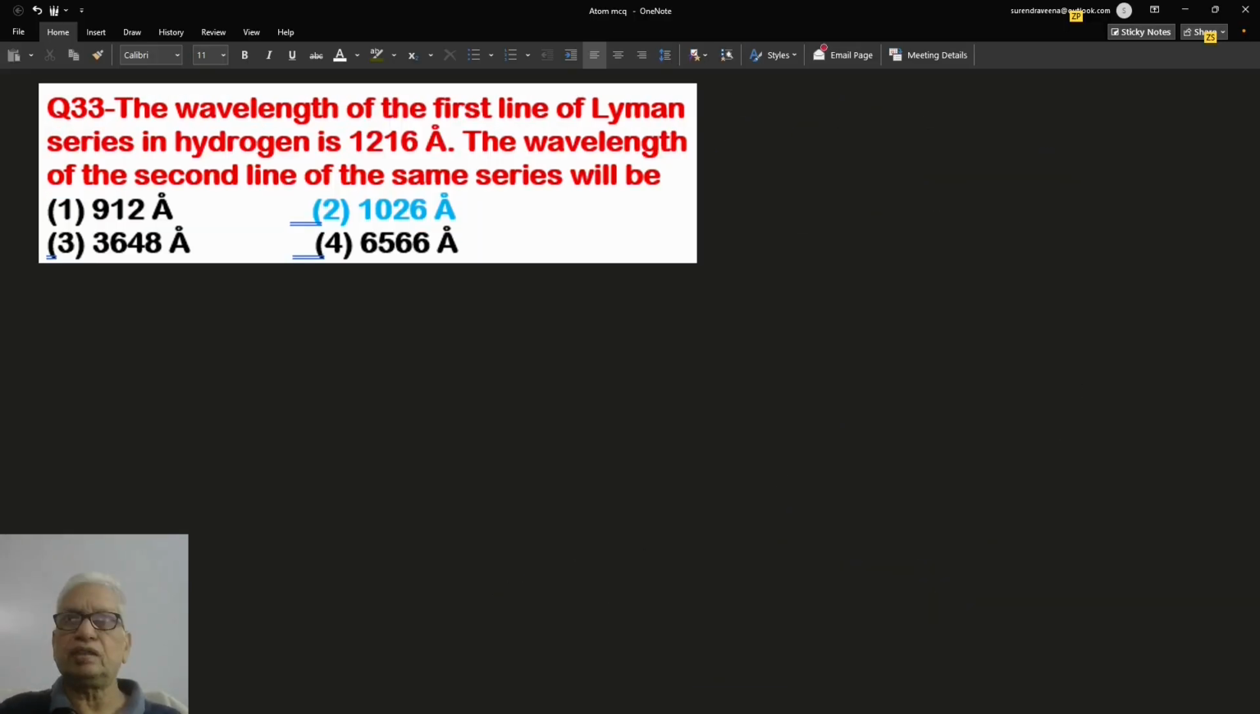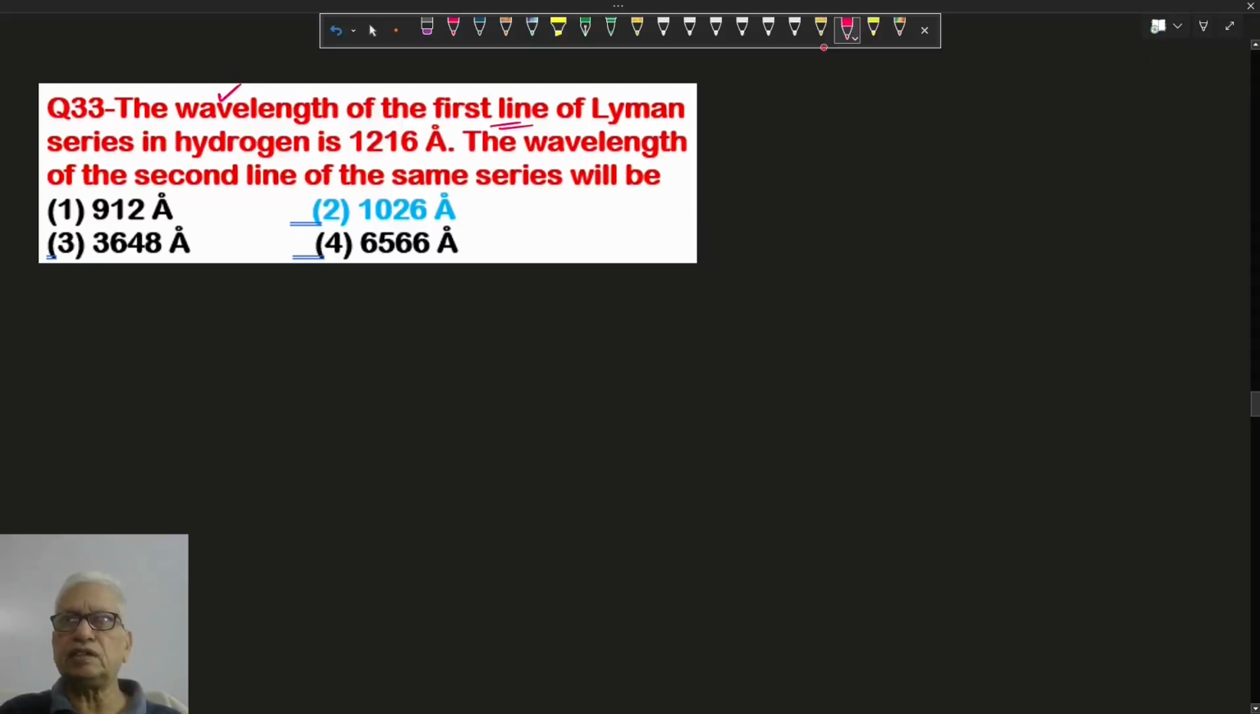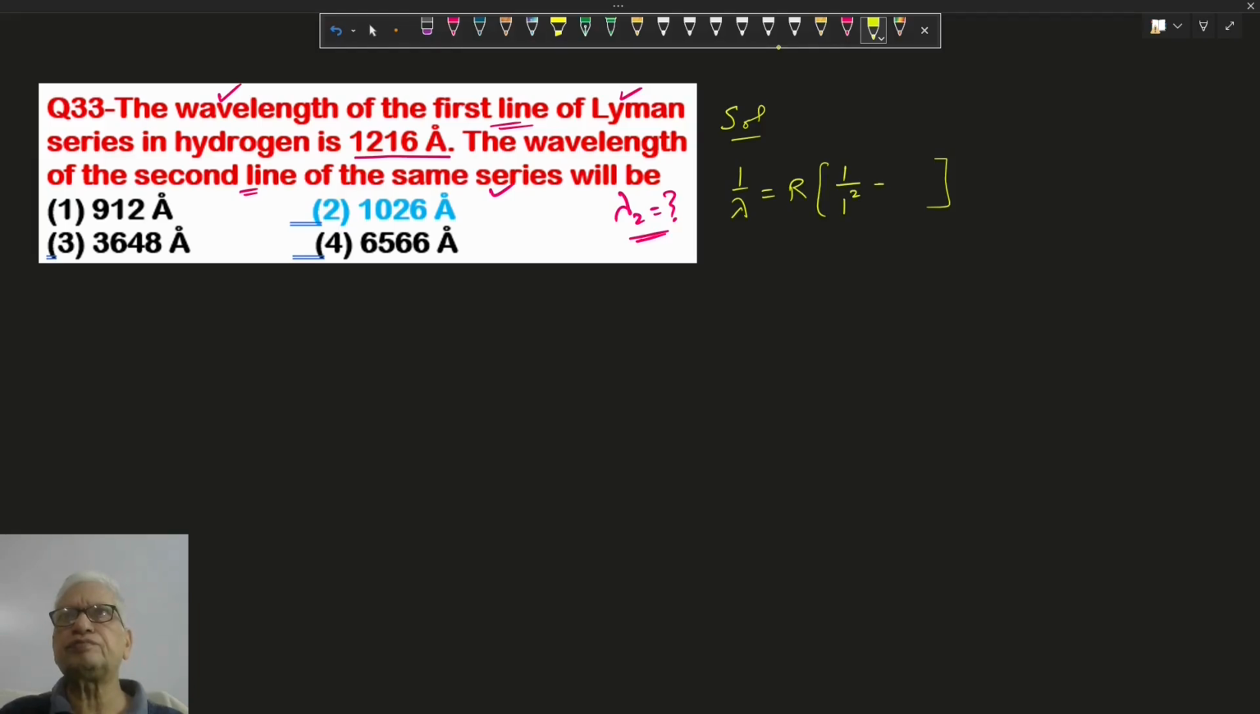In this question, the wavelength of the first line of the Lyman series of hydrogen is 1216 angstrom. We have to find out the wavelength of the second line of the same series, the Lyman series. Now we know the formula of wavelength: 1 by lambda equals R, the Rydberg constant, and Lyman series means the lower level is 1, and the first line means 1 to 2. If we solve, 1 by lambda 1 equals R times (1 minus 1 by 4), that is 3 by 4, say equation 1.